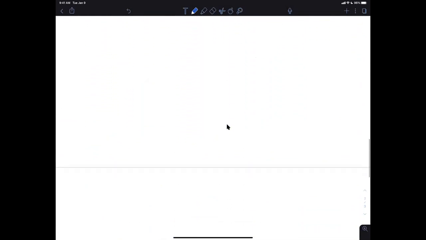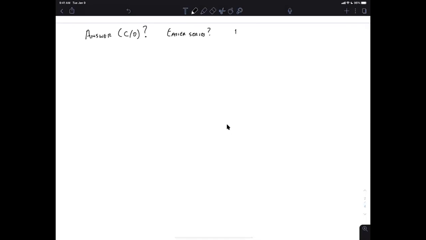Okay, so then what I want to do is I'm going to put several problems on the screen. And what I want to know is just the answer. So first thing I want to know is the answer, converge or diverge. And then what is the easier series? And then can you use the direct comparison test, the limit comparison test, or both? Okay, so I want to know the answer before we write anything else. Does it converge? Does it diverge? What is the easier series you're going to use?